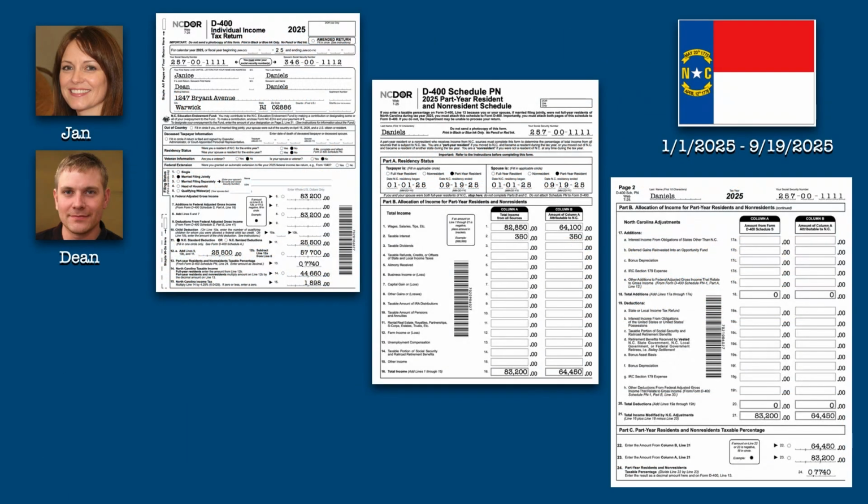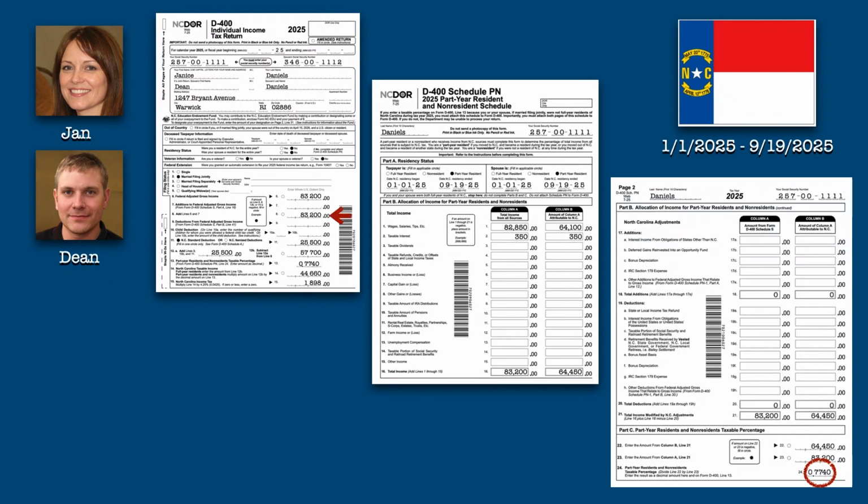For North Carolina, we start with Schedule PN. First, it shows the dates of residency for both the taxpayer and the spouse, since North Carolina allows for different residency dates for spouses. Column A from Schedule PN shows the total income from all states, and Column B just shows income reported to North Carolina. Column B is divided by Column A, giving a ratio of 0.7740.